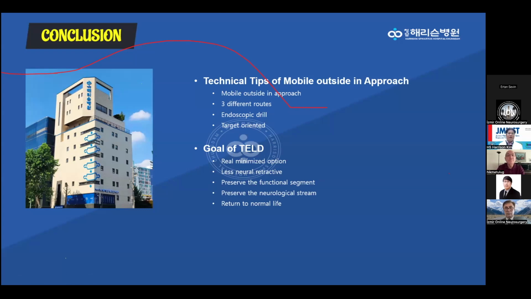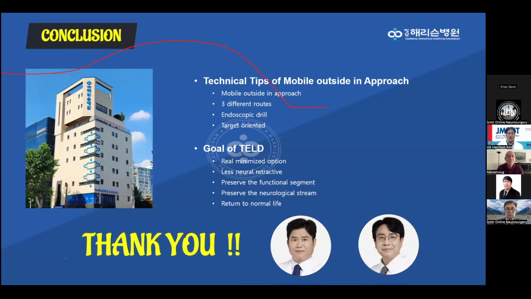We use a sufficient endoscopic drill, and then finally we target the target point. And then we can achieve the real goal of transforaminal endoscopic lumbar discectomy, a real minimized option: less neural retraction, preserve the functional segment, preserve the neurologic structure, and return to the normal life of the patient. Thank you for your kind attention.